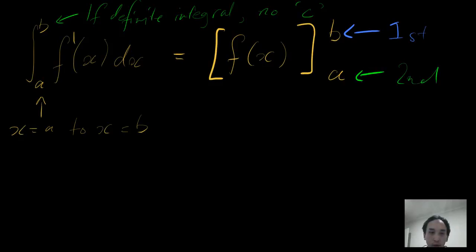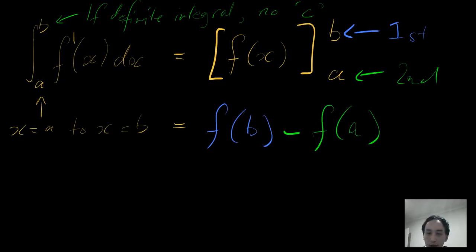So what you need to do with the first one is sub it in, of course, and subbing in b into here, x is equal to b, will give you f of b. And you want to subtract by subbing in x equals a, so we get f of a. And this would be the general form of the definite integral of this one over here.